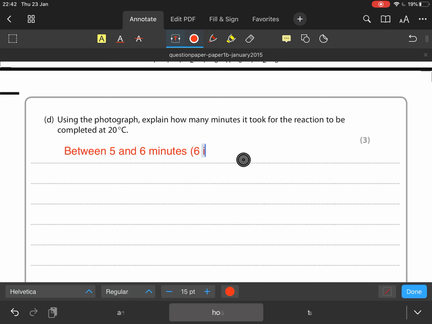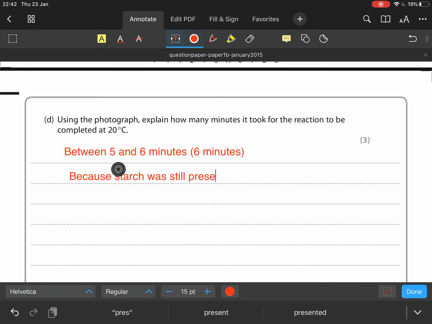You were allowed to just say 6 minutes. So after 6 minutes, it had definitely disappeared. How do we know that? Okay, well, we know that is because starch was still present at 5 minutes because iodine had turned blue black.